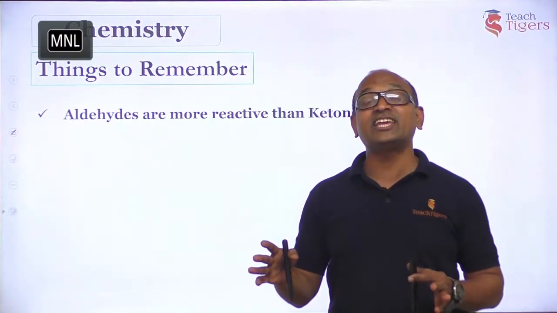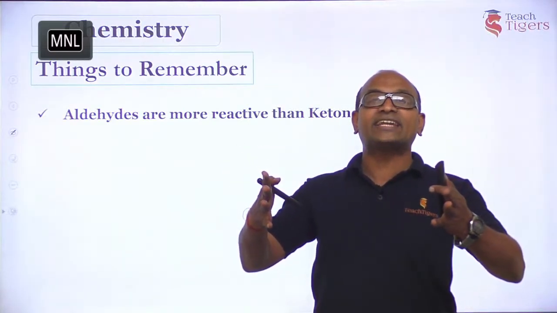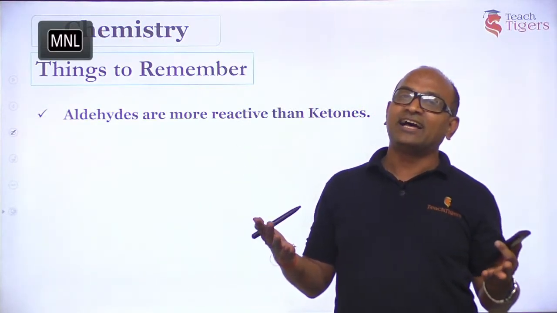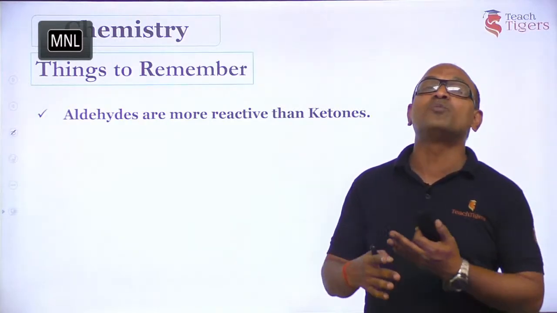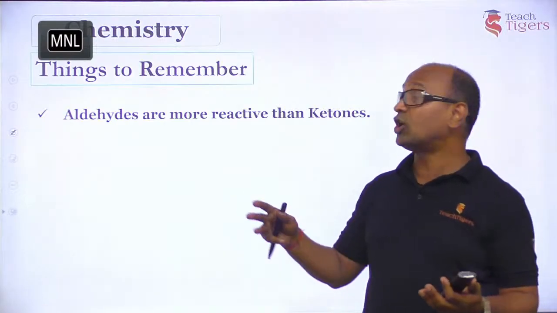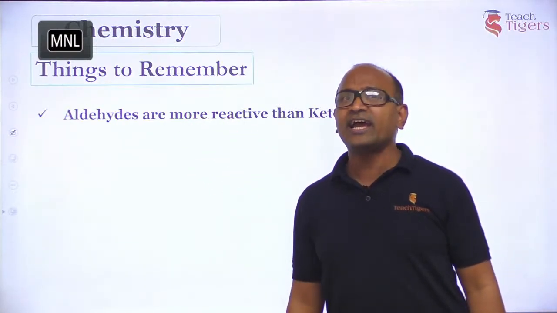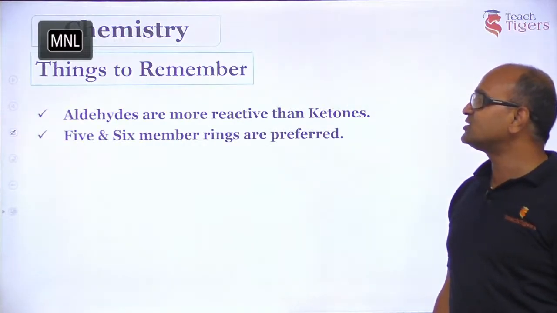Guys, select an enolate and see that aldehydes are always more reactive because, in case of ketone, there is more plus I group, more steric hindrance. Aldehydes do not have much steric hindrance. So, remember, aldehydes are more reactive than ketones.